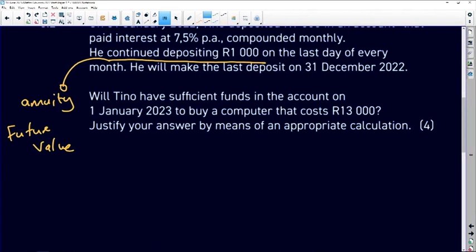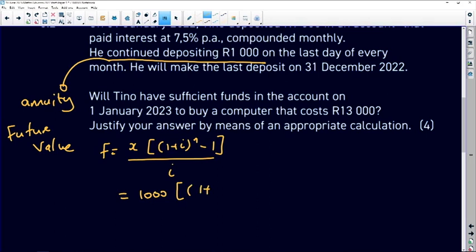So the formula here is the future value is given by x into 1 plus i to the power of n, take away 1, and everything has to be divided by i. So how much is this guy depositing? He's depositing 1,000 rands. What is the interest? It is 7.5%, that's 0.075 compounded monthly, so it's over 12. For how long? He's going to run it from the 31st of Jan until the 31st of December. That's actually 12 total payments that he's going to make.